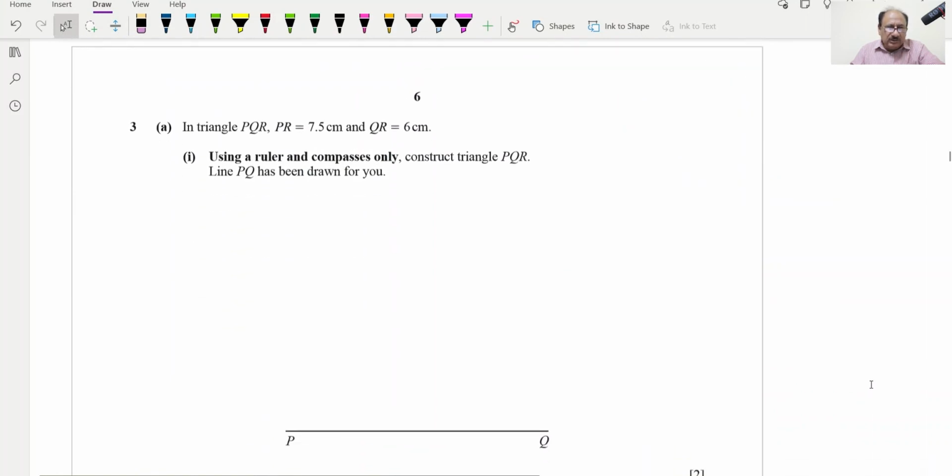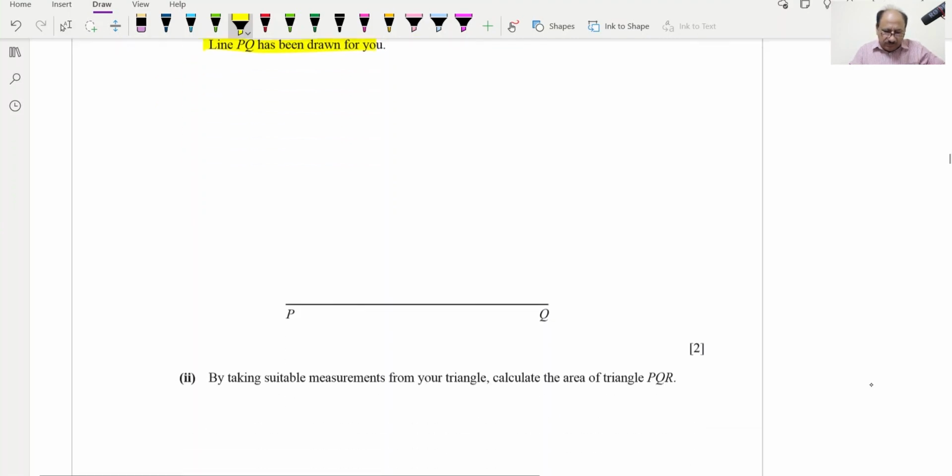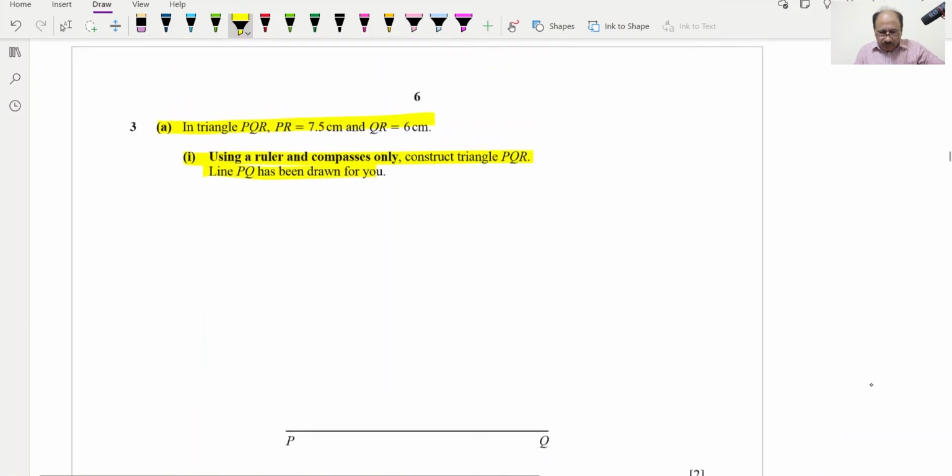Now question number 3. Question number 3 says, in triangle PQR, PR is equal to 7.5 and QR is equal to 6 centimeters. Use a ruler and compasses only. Construct triangle PQR. Line PQ has been drawn for you. So they have drawn PQ already, so we have to draw 7.5 centimeters. 7.5 centimeters will be PR.